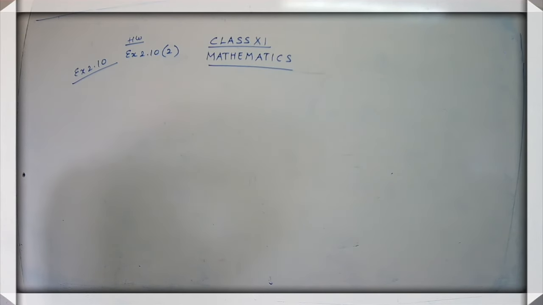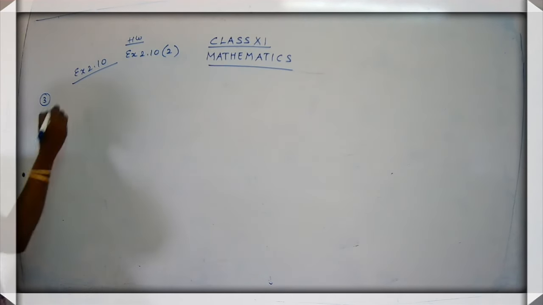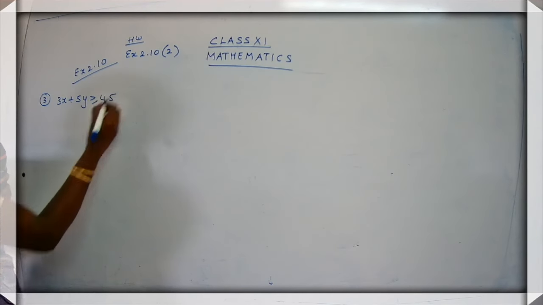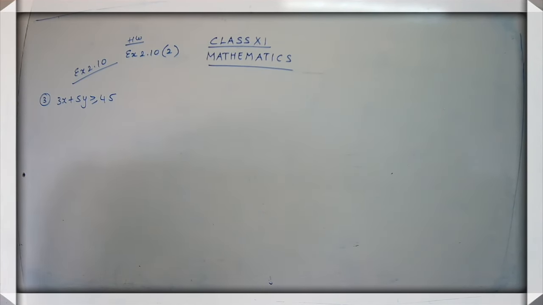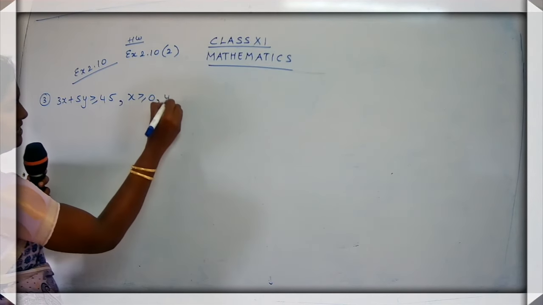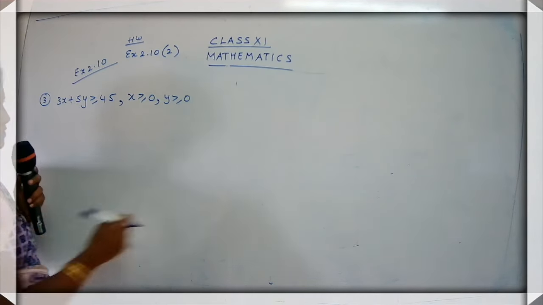Okay, let's move to the third one. What is the third question given to you? Let's try to complete this. 3x plus 5y greater than or equal to 45. X is greater than or equal to 0. Y is greater than or equal to 0. So we have been given with 3 inequalities. Okay, children?